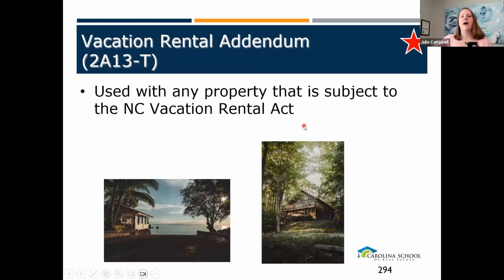Another addendum we have is our vacation rental addendum. I don't see this much here in Winston-Salem. I mean, Winston's lovely, but let's face it, people are not vacationing here. Where do we go to vacation? We either go east or we go west, don't we? We either go down to the beach or we go up to the mountains.